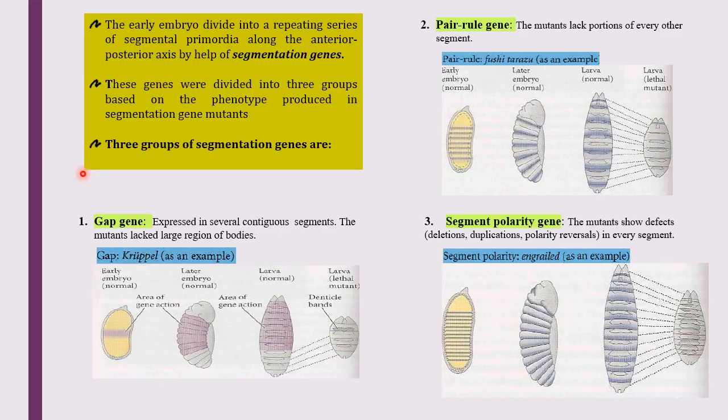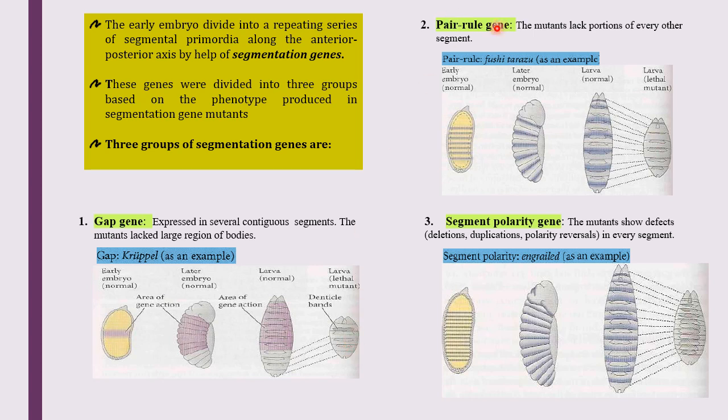So the segmentation genes have been divided into three groups, that are gap genes, pair rule genes and segment polarity genes, and the division has been done on the basis of phenotypes that were produced in segmentation gene mutants. The gap gene is called so because its mutants show a lack of a large body region, and this also proves that it is expressed in several contiguous segments. One example of a gap gene is Krüppel. Here we can see that the Krüppel gene is expressed in the mid body segments of the Drosophila. In case of wild type, a normal larva is produced, but in a Krüppel mutant, a larva is produced which lacks the mid body segments.